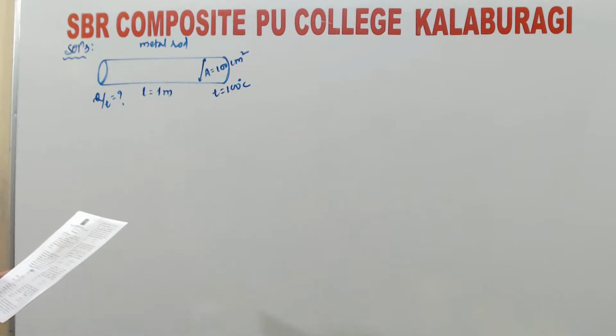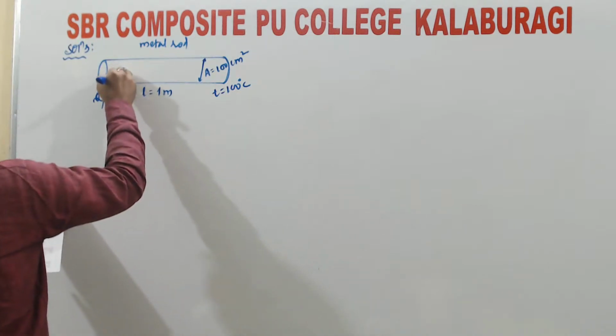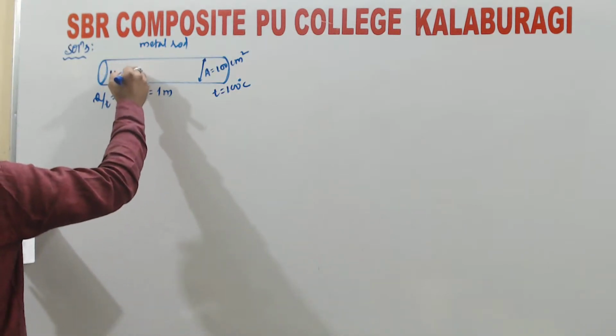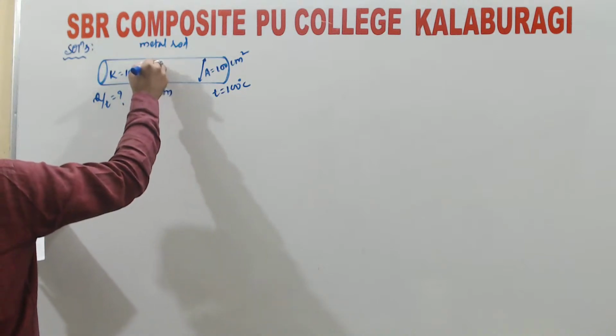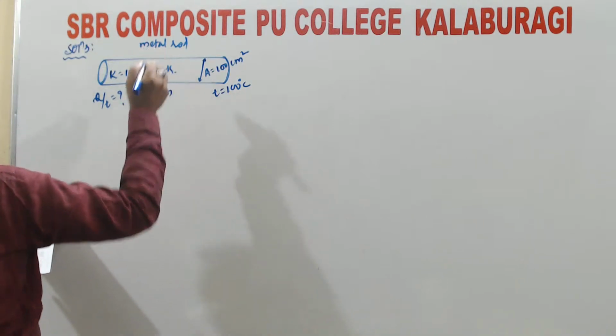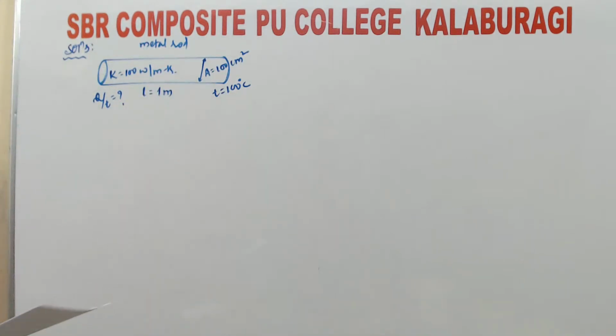Coefficient of thermal conductivity of the rod is given. The K value is given. What is the K value? 100 watt per meter Kelvin. That's all. So we have to find out the given values, that is, what we have to calculate.